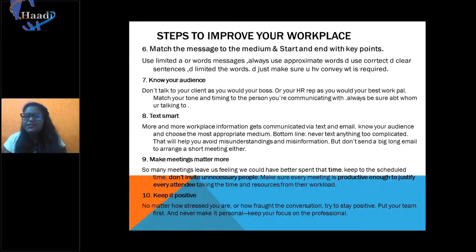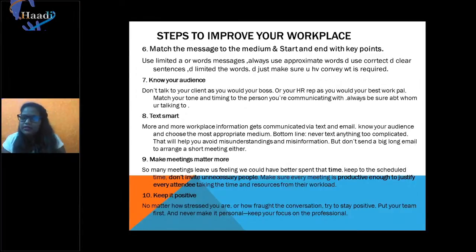Take time and resources for the workload. Just take time to communicate with the person, understand the person, and see what more can be done to be productive enough. So make your meetings more productive.